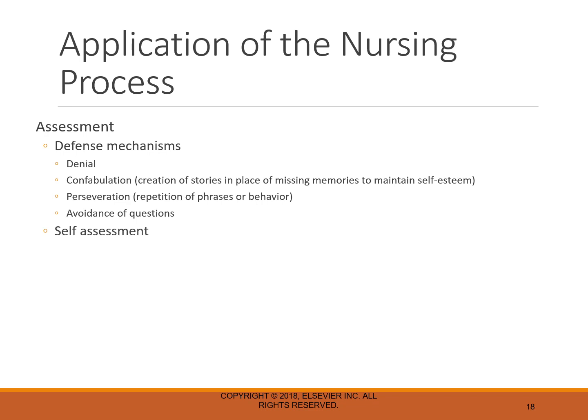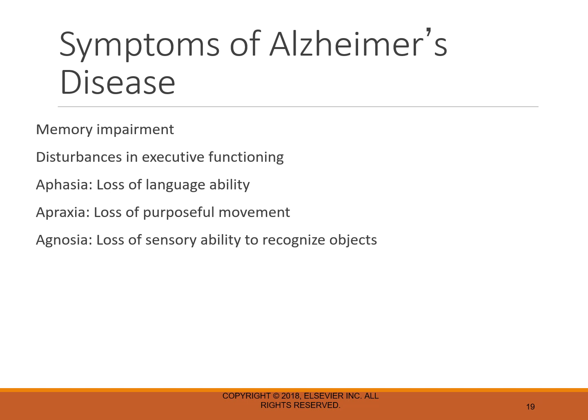And next is self-assessment. We as nurses need to be aware of our own emotions and difficulties of dealing with a patient with Alzheimer's disease, and we need to share with each other our difficulties and seek help when it's required. So looking again into the symptoms of Alzheimer's disease, there is memory impairment, disturbances of executive functioning, aphasia, loss of language ability, apraxia, loss of purposeful movement, agnosia, inability to recognize objects.